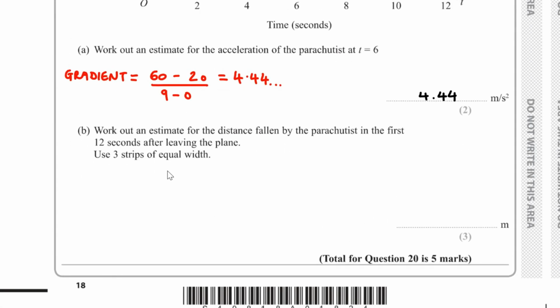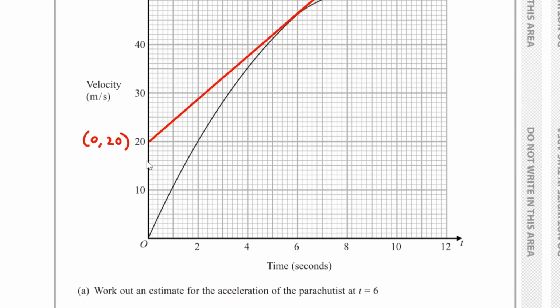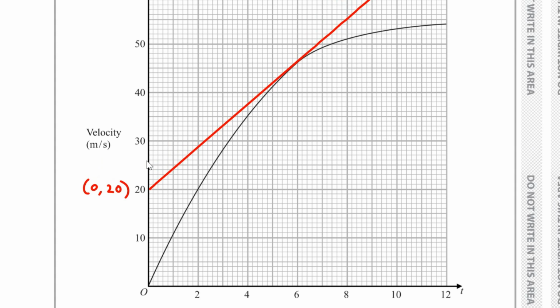Now for part B of the question, we have to work out an estimate for the distance fallen by the parachutist in the first 12 seconds after leaving the plane. Use 3 strips of equal width. So here we have to split this up into 3 parts. If we split this into 3 equal parts, 12 divided by 3, that's 4. So let's draw on the equal strips from here. So that is, as we see here.